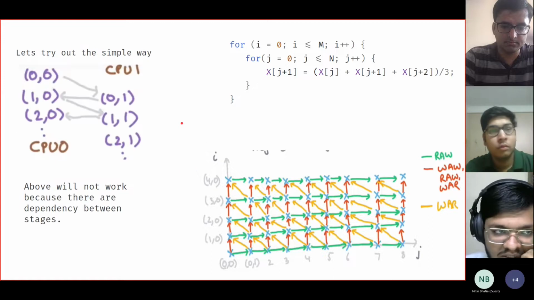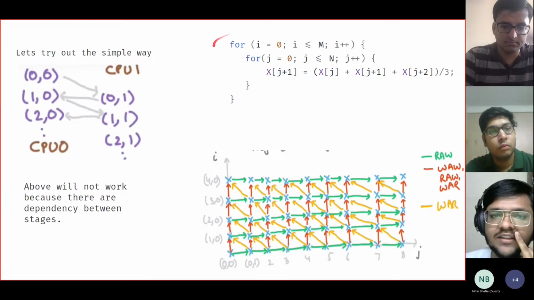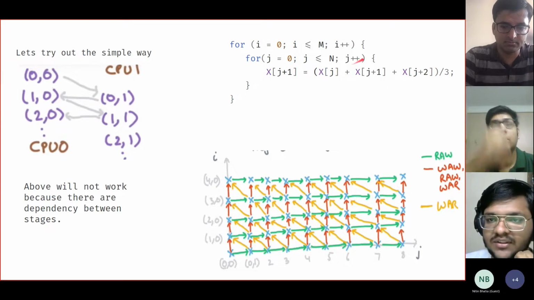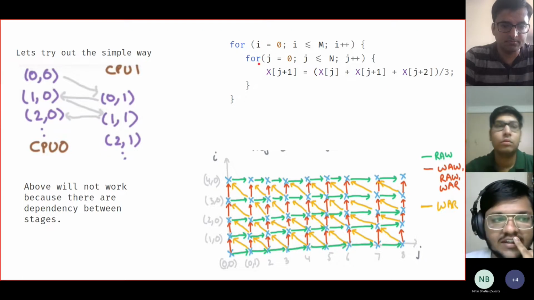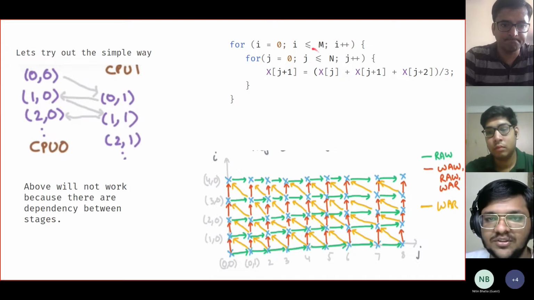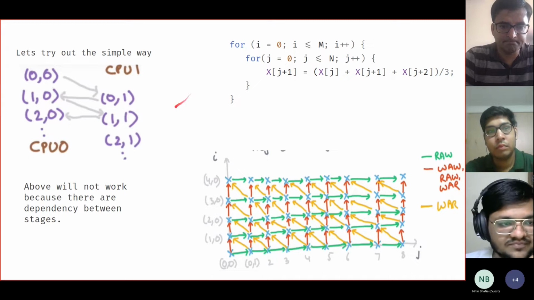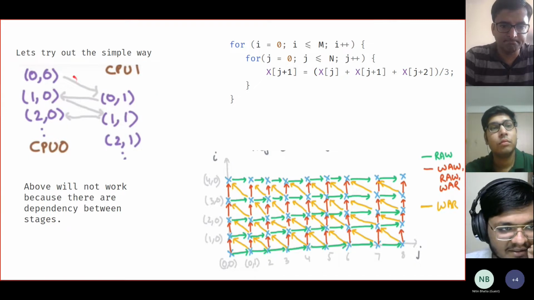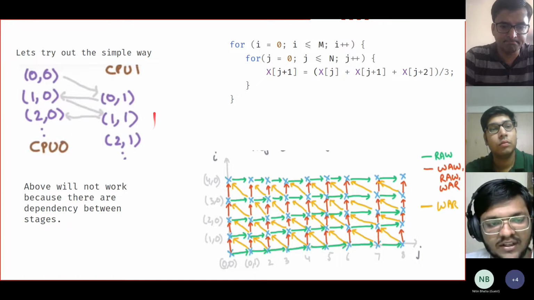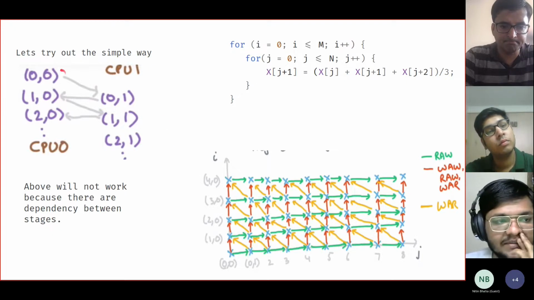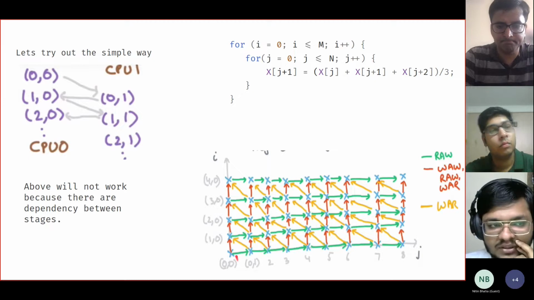So let's try to do it in a similar way as we have done before. Each CPU is going to specialize on a particular jth iteration. CPU 0 is going to execute 0 0, 1 0, 2 0, and CPU 1 is going to execute 0 1, 1 1, 2 1. So this is how we are going to execute. But let's see how the dependencies look here. So we know that zero.